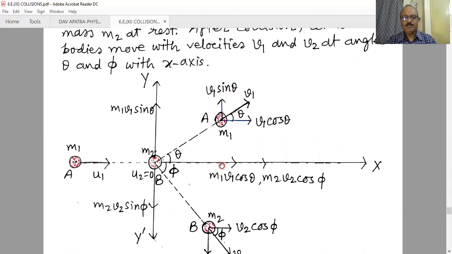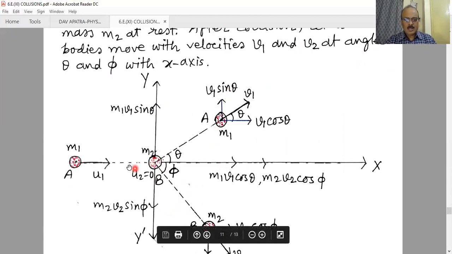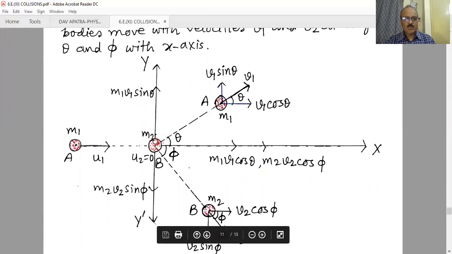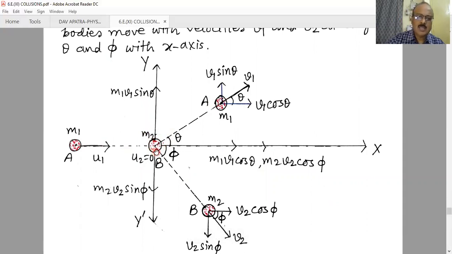That means here, in the schematic diagram, let us suppose the m2 object, object B, which has mass m2, was initially at rest, u2 is 0. Here also we are considering the simplest case. It is not necessary that u2 will always be 0. It may be another velocity, but in this example it is the simplest one.